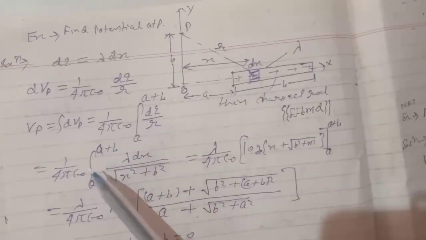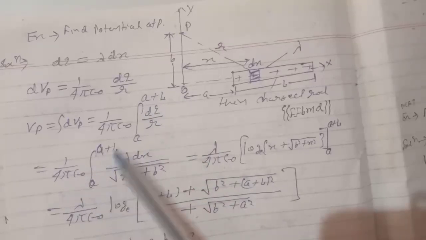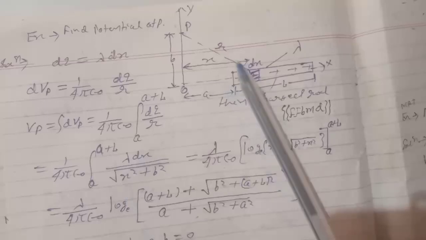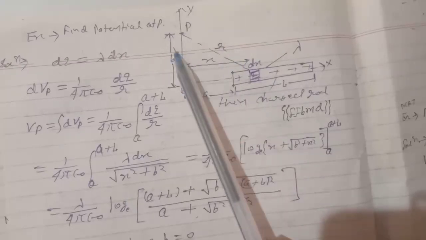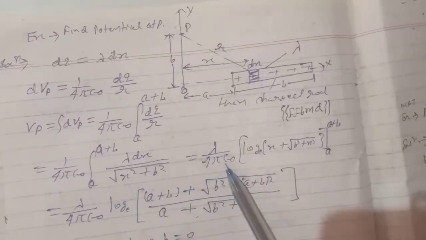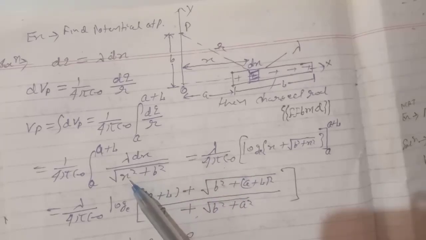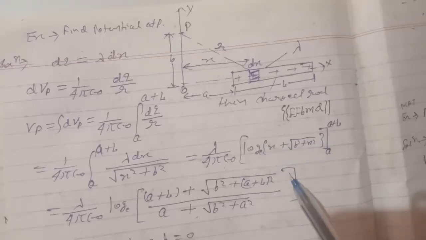dq by r. So from a to a plus L, dq by r, or 1 by 4 pi epsilon naught, a to a plus L, lambda dx. Now r will be under root x square plus b square. So lambda by 4 pi epsilon naught, integral of dx by under root x square plus b square, and the integration of this will be equal to log of x plus under root b square plus x square, from a to a plus L.